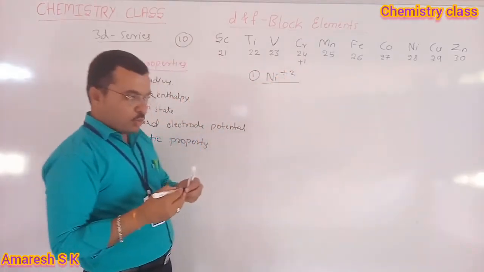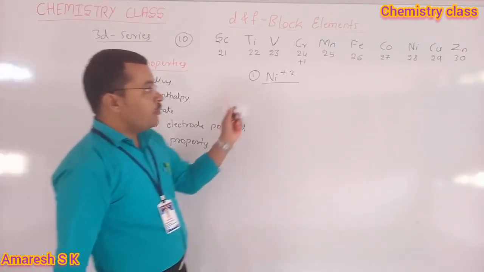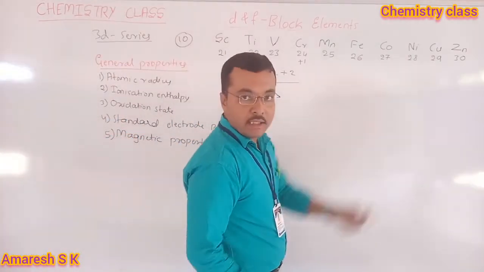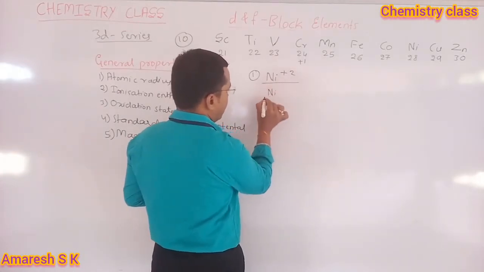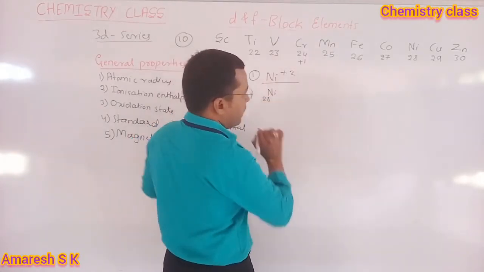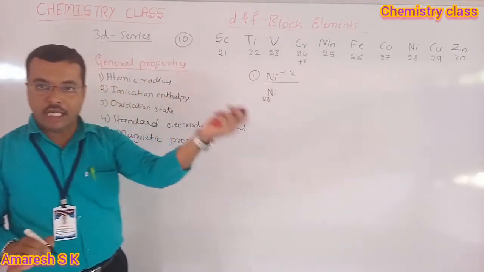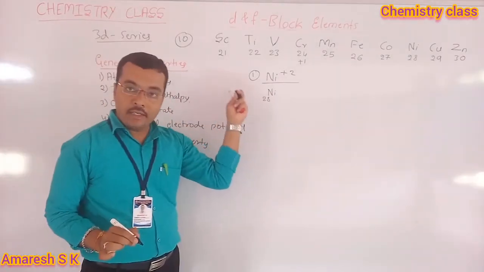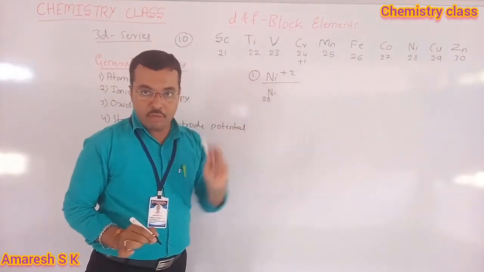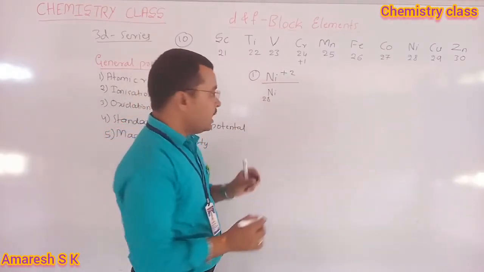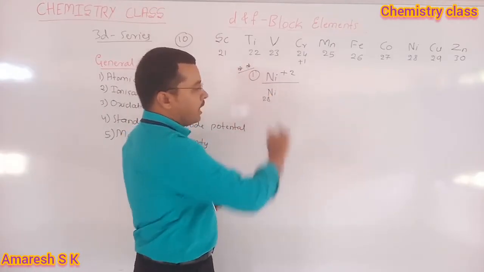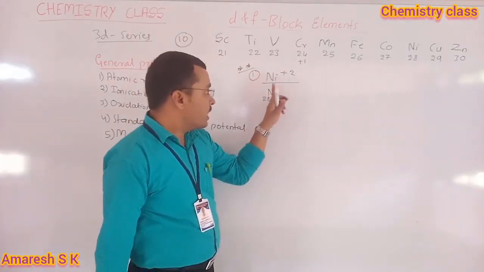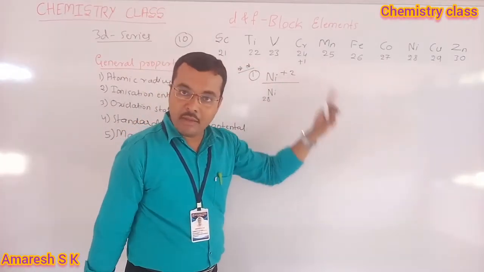Nickel plus 2. Already we know the atomic number of nickel is 28. First, write the atomic number 28. In the examination, they may ask you to calculate the magnetic moment of nickel for 2 marks. This is a 2 marks question. It means calculate the magnetic moment of Ni plus 2.